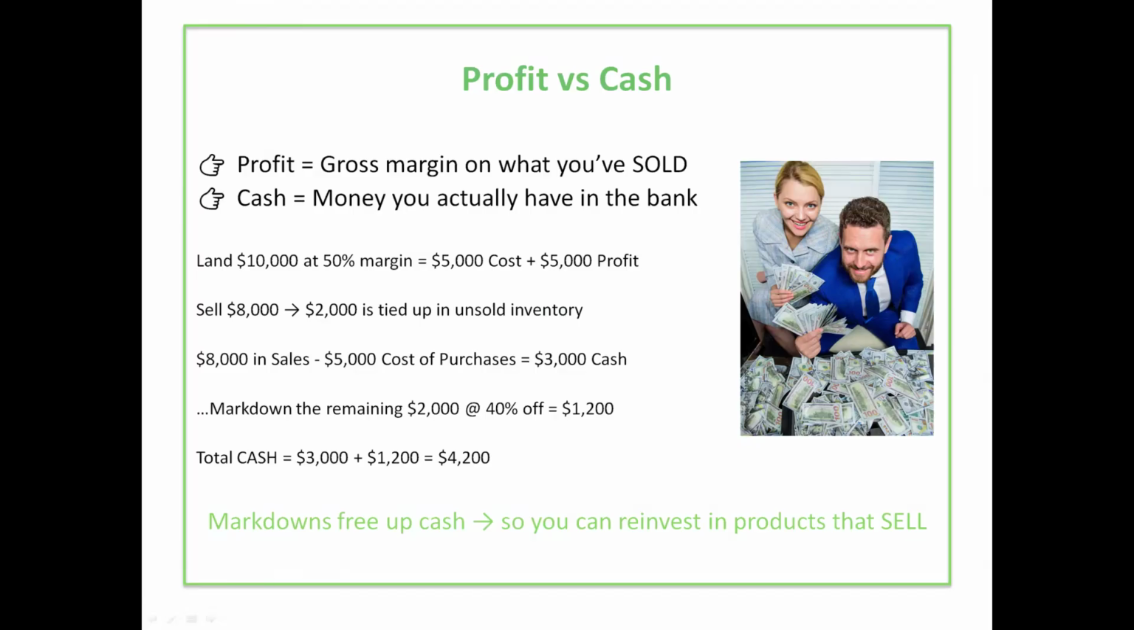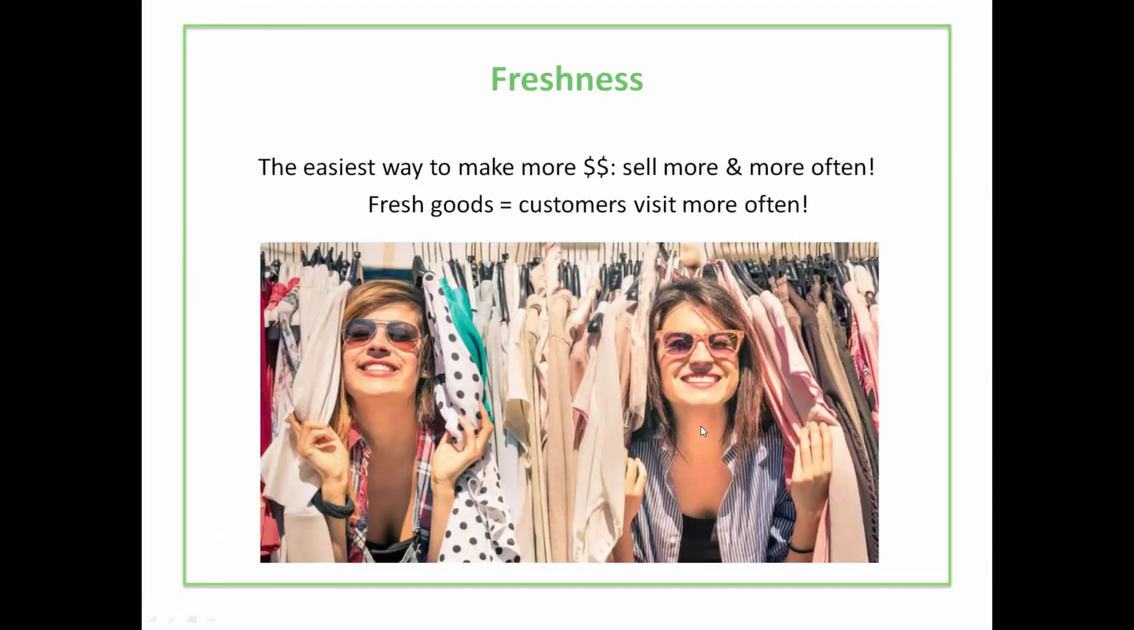So our total cash now becomes the $3,000 from the sales of goods minus the cost of purchase, plus the $1,200 that we acquired from marking goods down. We sold through everything, so the actual cash is $4,200. As you can see in this example, markdowns free up cash so that you can reinvest in products that sell.